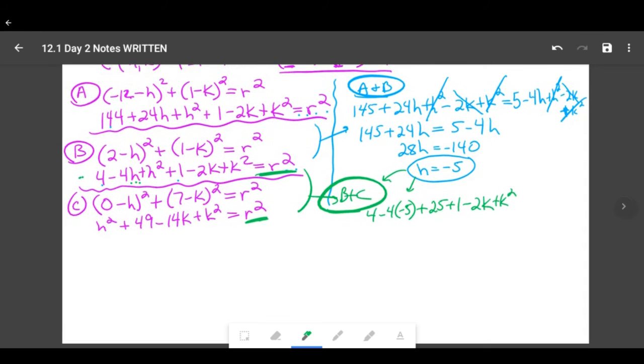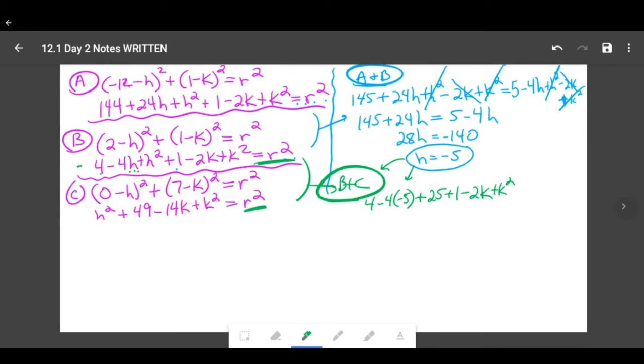What I'm also going to do is I'm going to take that negative 5 and use the C equation. So if I plug in negative 5 for the h, h squared is going to be 25. Again, I can make the two equations equal because they both equal r squared. So I'm just doing substitution. They both equal r squared, so I'm setting the rest of the pieces equal to each other. So plus 49 minus 14k. Run out of room again here. Gotta give myself more room. Write a little smaller. Plus k squared.